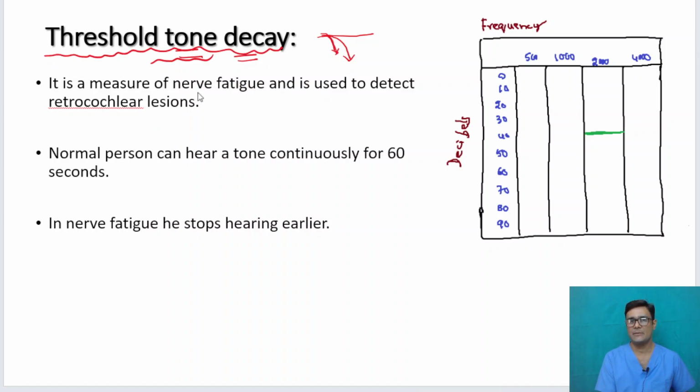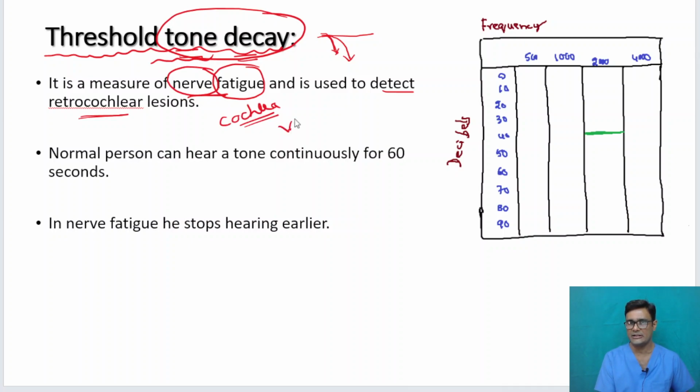This is a measure of nerve fatigue and it is used to detect retrocochlear type of hearing loss. You can associate threshold tone decay with the word fatigue, and only a nerve can undergo fatigue. Will the cochlea undergo fatigue? No, the cochlea will not. It is the auditory nerve that undergoes fatigue, and to diagnose that nerve fatigue you need a test called the threshold tone decay. So tone decay is seen in retrocochlear type of hearing loss.